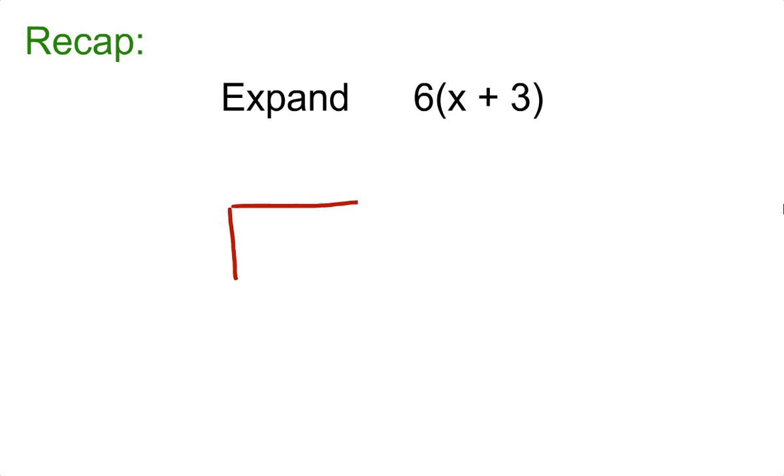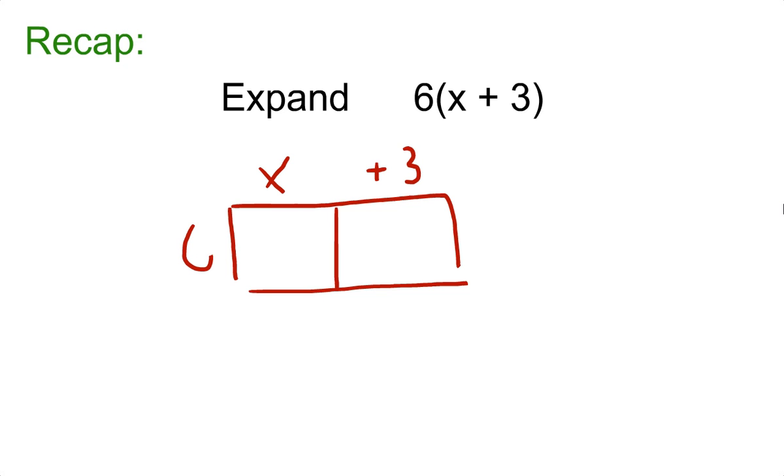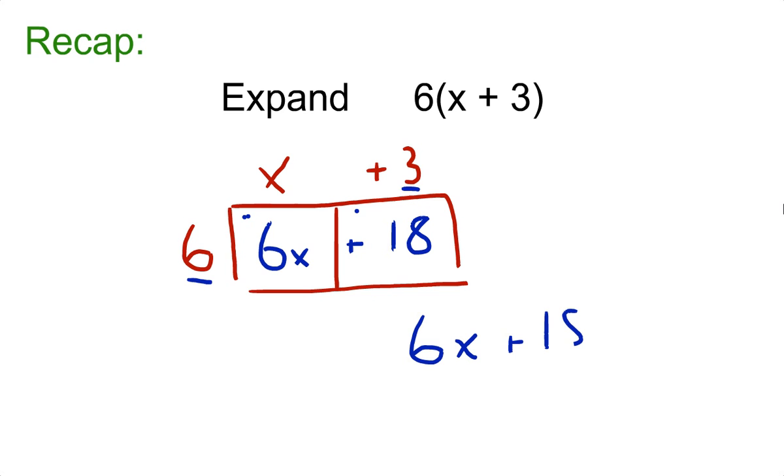So, I'm hoping that some of you will have used the grid method and you will have put your x plus 3 above the grid with your 6 at the side. And then if you think about it this way, we're doing 6 times x, so we get 6x. And then we're going to do 6 times 3, which is 18. And we're going to bring the plus sign in. So the answer is 6x plus 18.